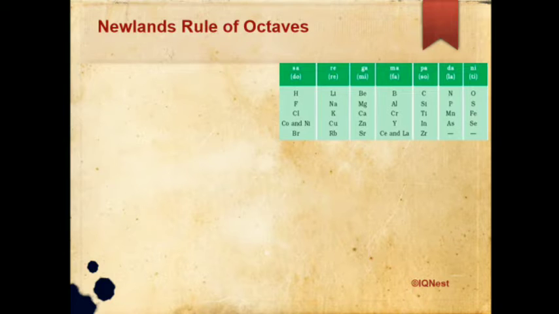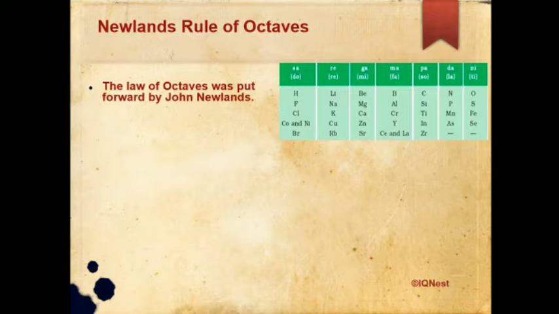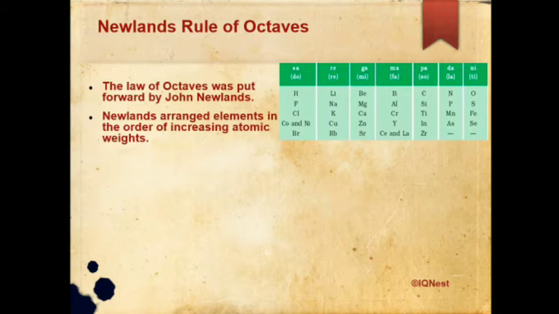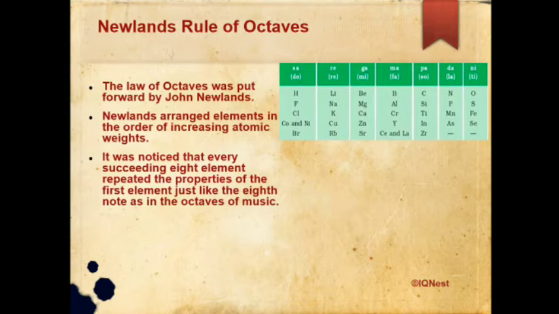And the next topic is Newlands rule of octaves. The first point is the law of octaves was put forward by John Newlands, hence it is known as Newlands rule of octaves. Newlands arranged elements in the order of increasing atomic weights. It was noticed that every succeeding 8th element repeated the properties of the first element, just like the 8th note in the octaves of music, that is sa, re, ga, ma, pa, da, ni.